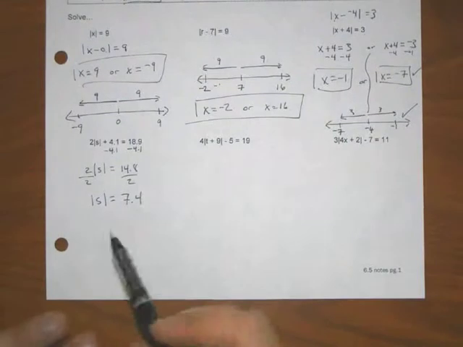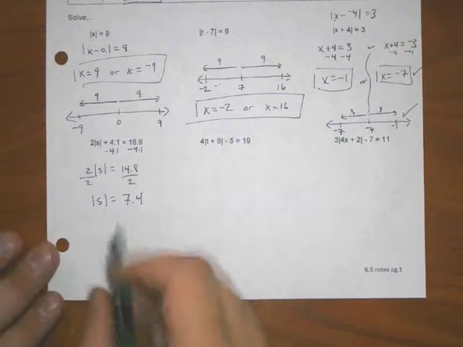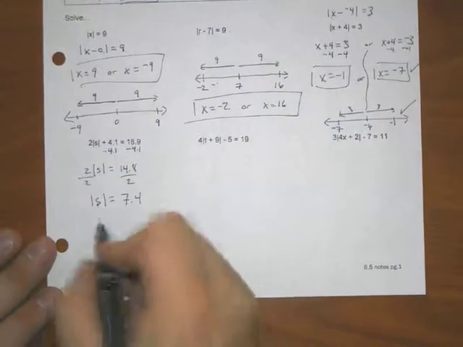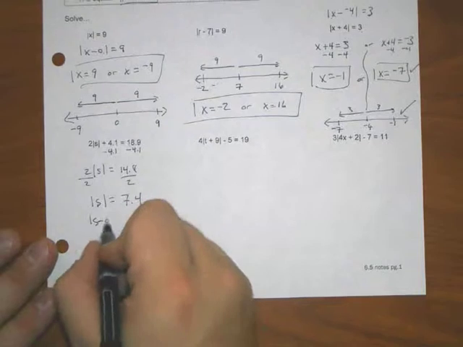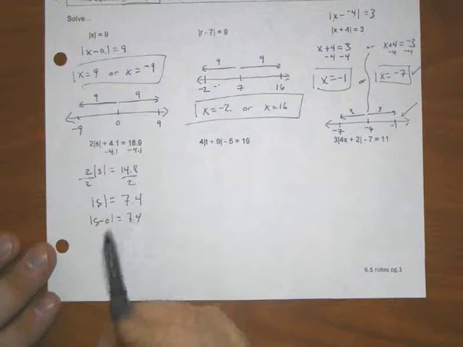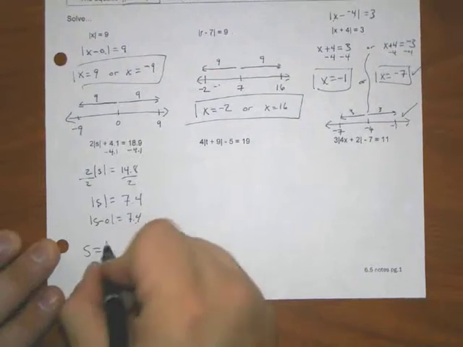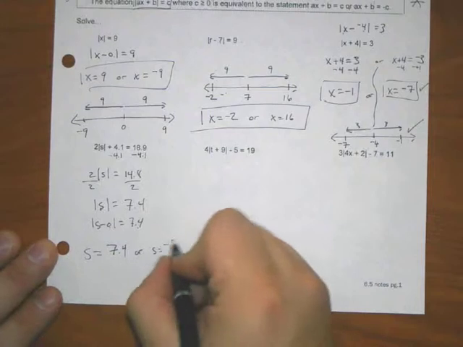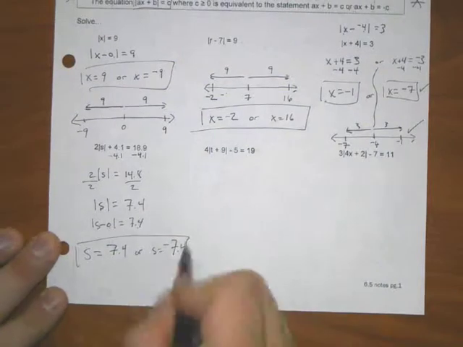From here, I could use the graphing approach. Maybe I notice that I just say, what's the absolute value of s, or what numbers are 7.4 units away from 0? Well, I think that's very clearly either 7.4 or negative 7.4.